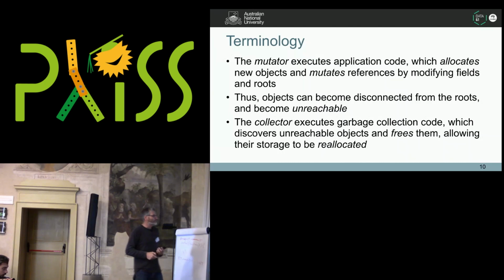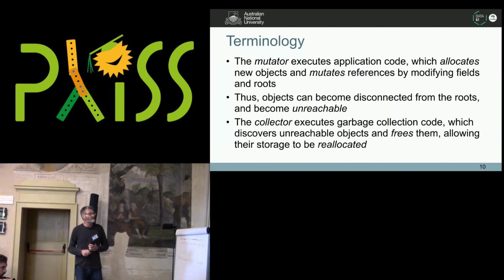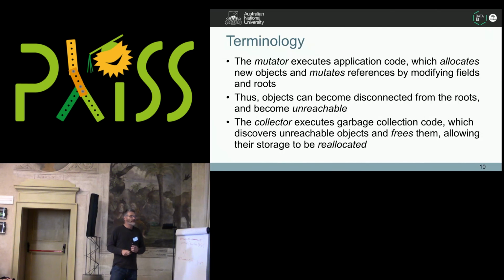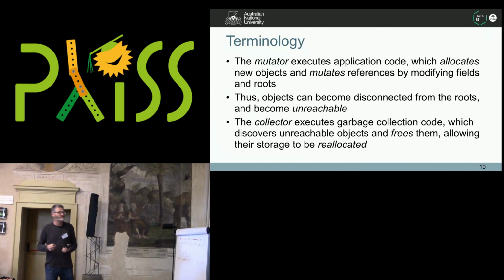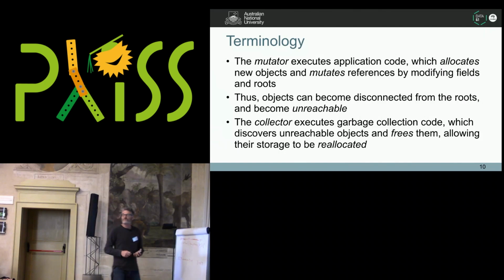Okay, the other piece of the equation is the collector. The collector executes garbage collection code, and the job of the collector is to discover the unreachable objects and to free them, allowing their storage to be reused. So we're going to recycle that storage, recycle those cells for future allocations that the program might perform.